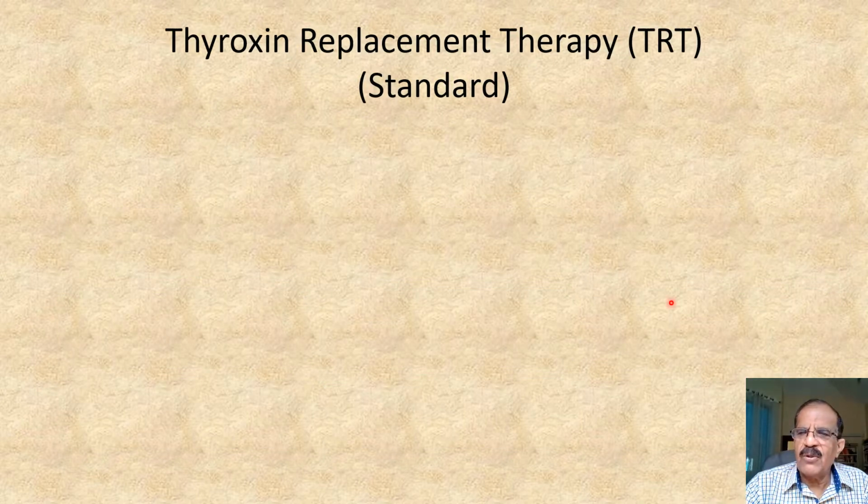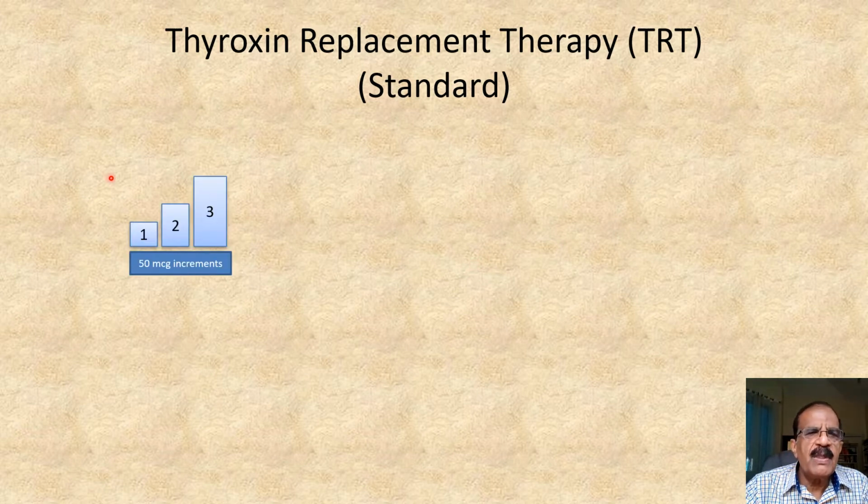Now, we have made the diagnosis of hypothyroidism, let's say primary hypothyroidism, then we have to treat them with thyroxine. Thyroxine replacement therapy, TRT. First of all, I'll talk about the standard approach, and then I will talk about the approach in young people and approach in elderly people. So the standard approach is you start with thyroxine. The commonest preparation of thyroxine is 50 mcg, and you could start with 50 mcg or you could start with 100 mcg. I think it is best to start with 50 mcg, and after every 2 weeks you increase it by 50 mcg.